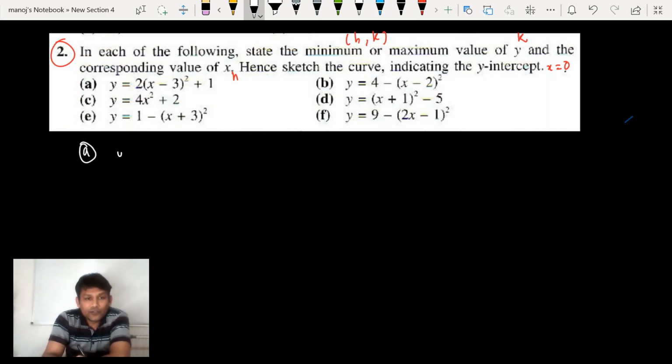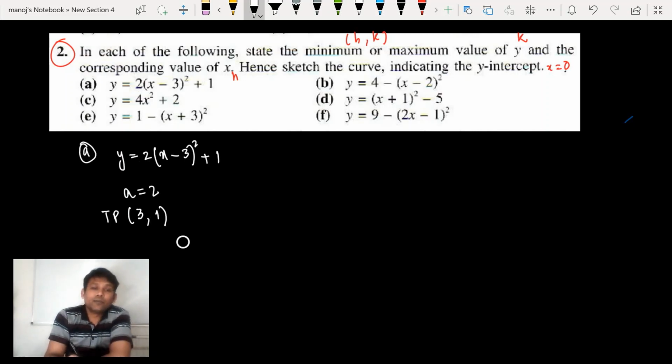When we have this situation, y equals 2x minus 3 whole square plus 1, I have to decide the value of a, which is 2. This is the value of a. hk, the turning point, is very important. In the turning point, the sign of this 3 is always changed, and this will remain the same.